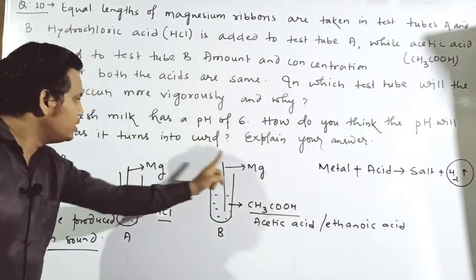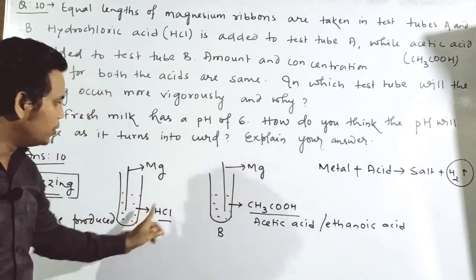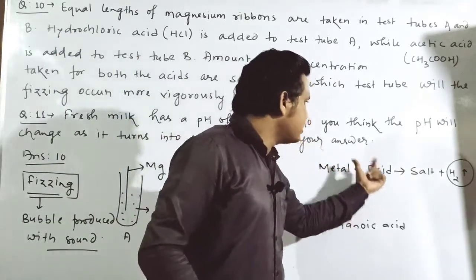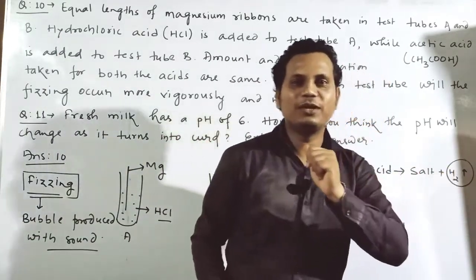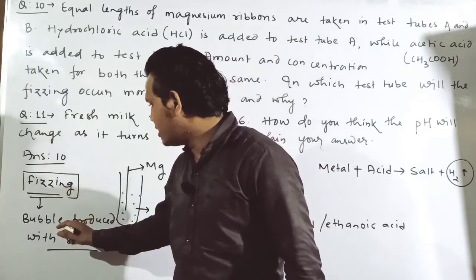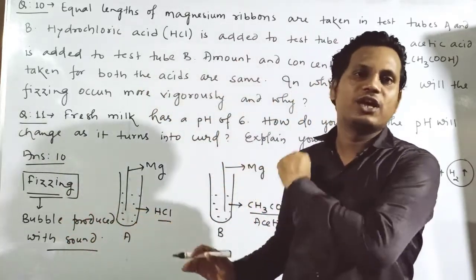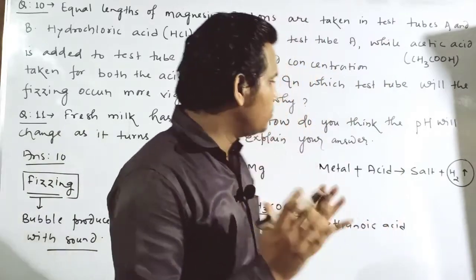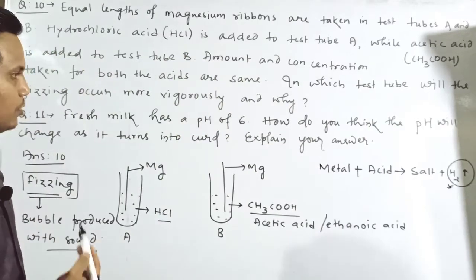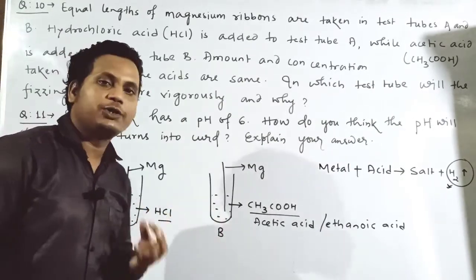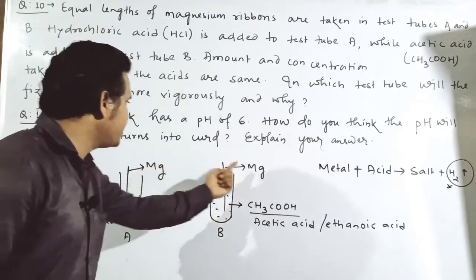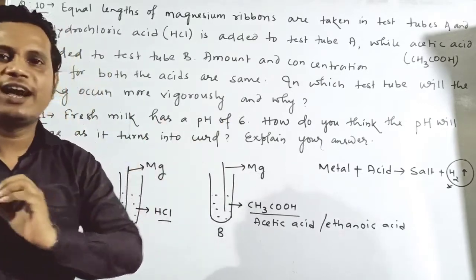Now see, in both test tubes metal is there. In both test tubes acids are there, but they are different. So in both test tubes salt and hydrogen gas will be formed. If hydrogen gas is formed, bubbles of hydrogen gas are seen with some hissing sound. So we have to observe in which test tube production of hydrogen gas will be more, because both contain acid, both will react with metal, both will produce hydrogen gas.